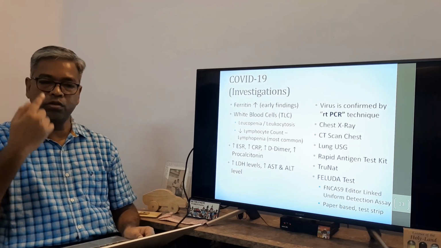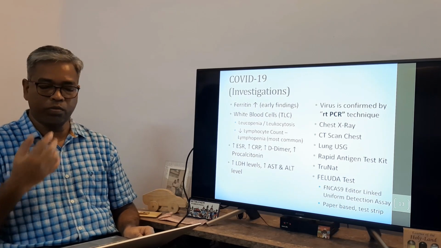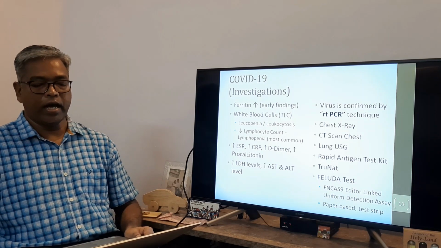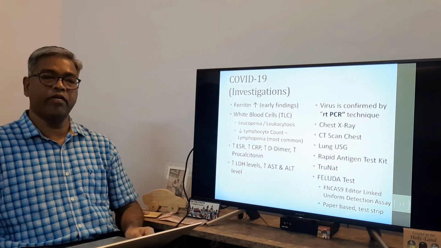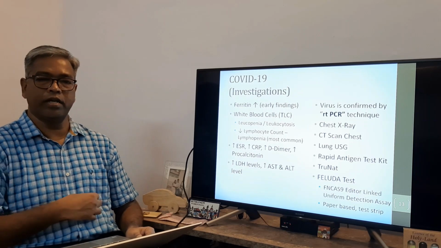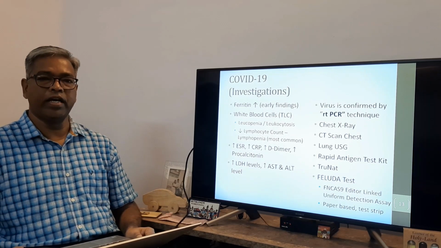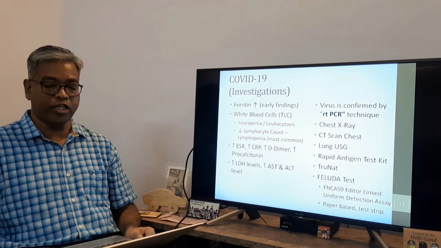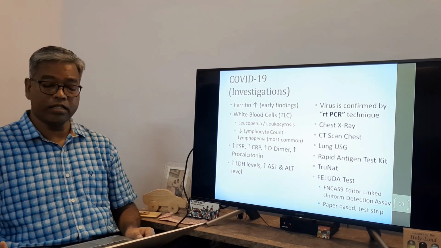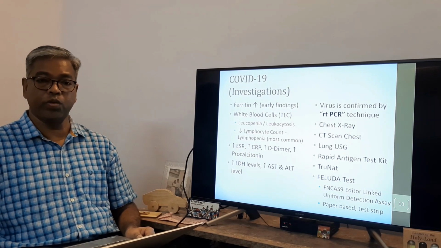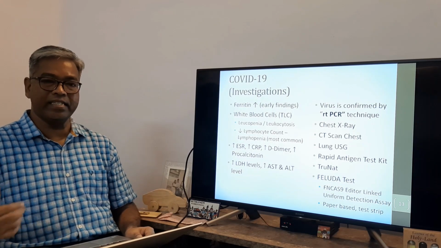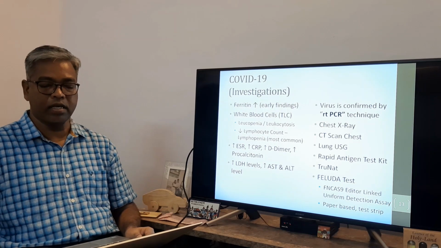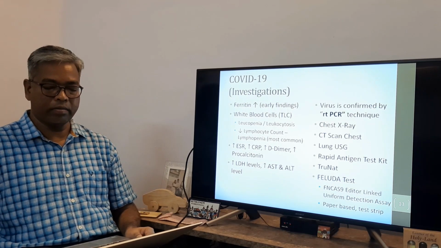But the virus is confirmed by RT-PCR technique, where the samples or test materials are taken from the throat. You go either through the nostrils or through mouth also. They take the sample and they do this. And then of course chest x-ray may show the basal pneumonias or some infiltrations or consolidations. CT scan chest, lung ultrasonography will be helpful to again see different lines and consolidations, wet lungs, and these things.